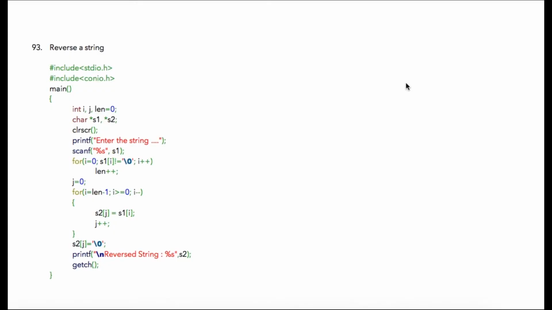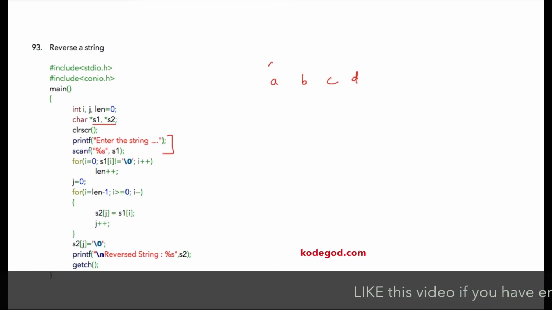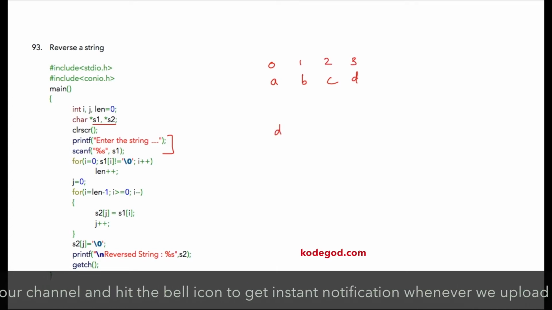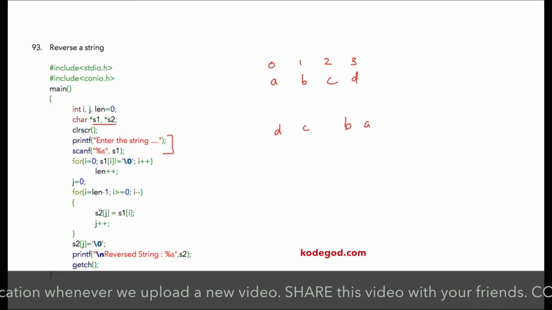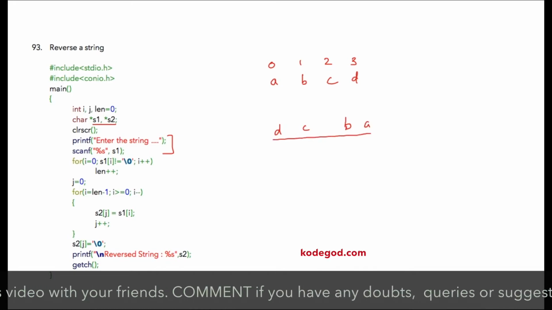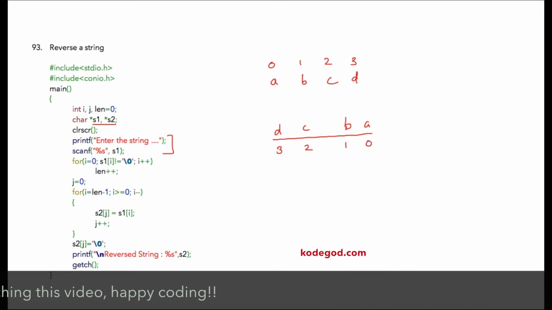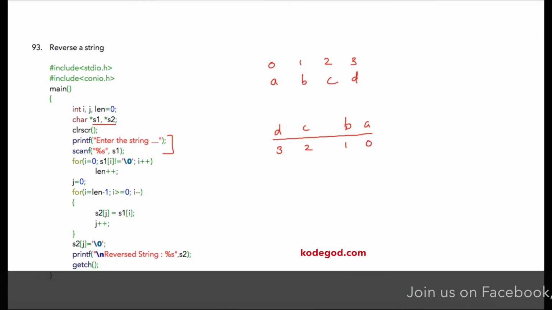In the next program, we are going to print the reverse of a given string. So I have S1 and S2 as my two strings. I'm asking the user to enter string S1. Suppose the user has entered A, B, C, D as the string. So these would be the indexes 0, 1, 2, 3. In order to start printing from D, C, B, A, we must know the length of this string, because we are required to start from 3, 2, 1 and go till 0. Hence we will need to find the length of the given string.